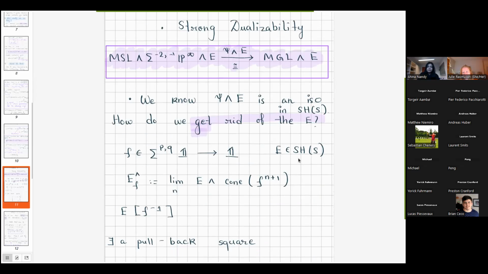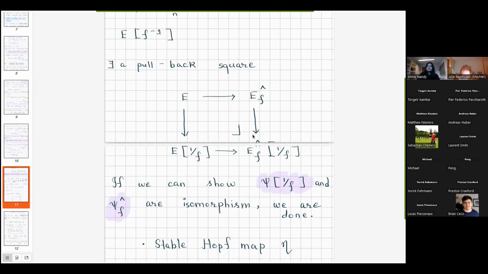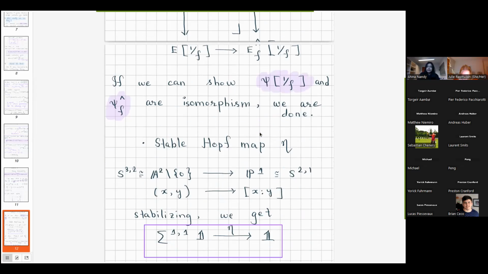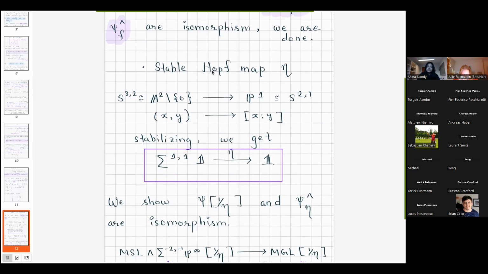So here, what we want to show is, for some chosen F, that psi after completing with respect to F and psi after inverting F are isomorphisms. And if we can show that, we can use this fracture square, and that should give us the isomorphism we want. Now, we can take any element F, but we should take something which we understand well. And our choice of F is the so-called stable Hopf map eta. This is just the motivic analog of the classical first stable Hopf map.